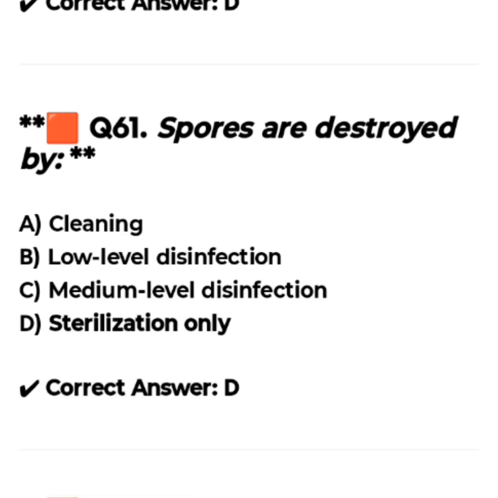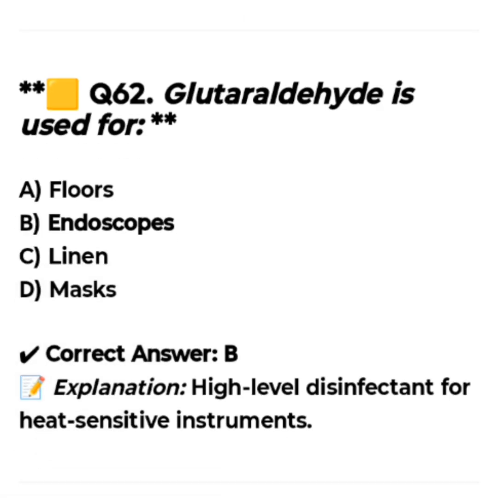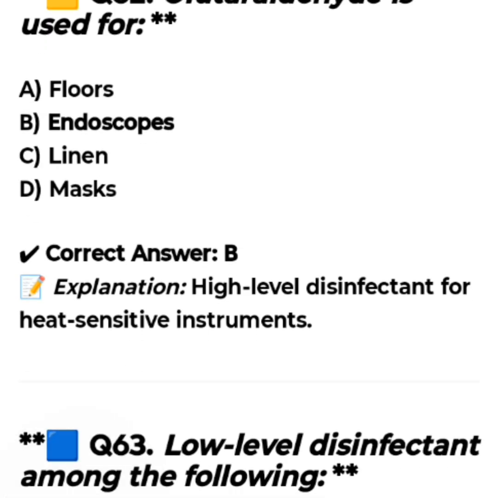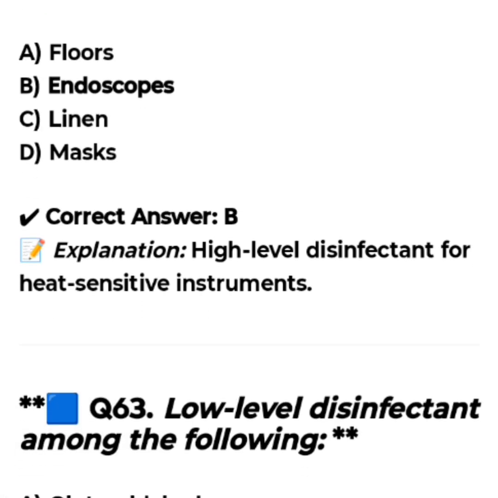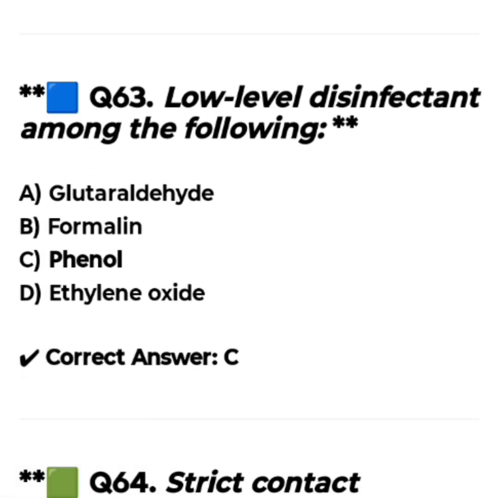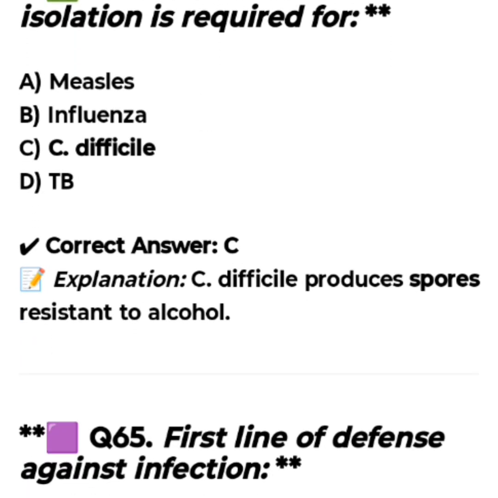Spores are destroyed by. The correct answer is option D, sterilization only. Glutaraldehyde is used for. The correct answer is option B, endoscope. High level disinfectant for heat sensitive instruments. Low level disinfectant among the following. The correct answer is option C, phenol. Strict contact isolation is required for. The correct answer is option C, C. diff. C. diff produces spores resistant to alcohol.